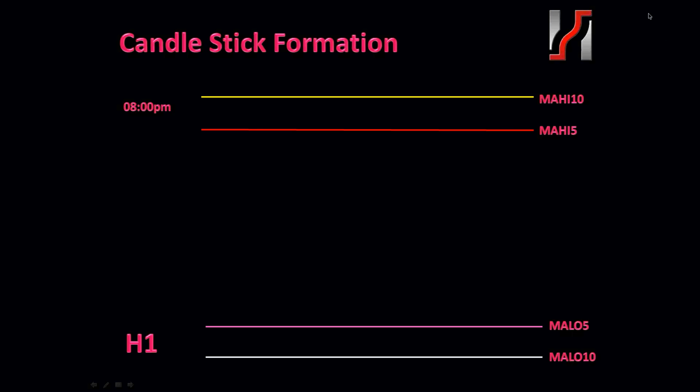Okay, so what I have here in front of you is basically the candlestick formation, and let's say for example that we are looking at the charts on the H1 time frame. Here I have moving average high 5, MAHI 5, MAHI 10, and moving average low 5 and MALO 10. What you need to understand is that when you look at the charts on your MT4 platform, there is an X and Y axis.